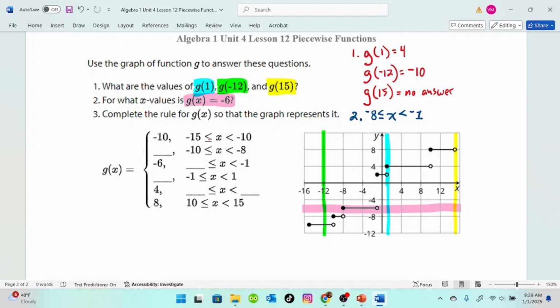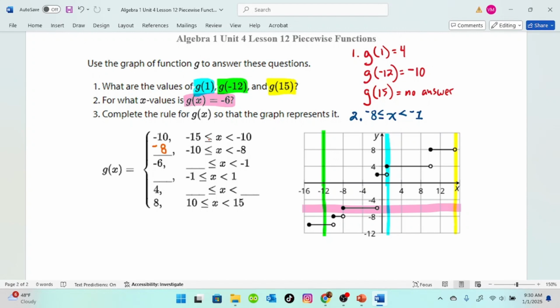Next, from negative 10 included because it's less than or equal to, all the way to negative 8 not included because it's only less than, we look at the line and we see that this line happens when the output or the y value is negative 8. So our first missing number is negative 8.